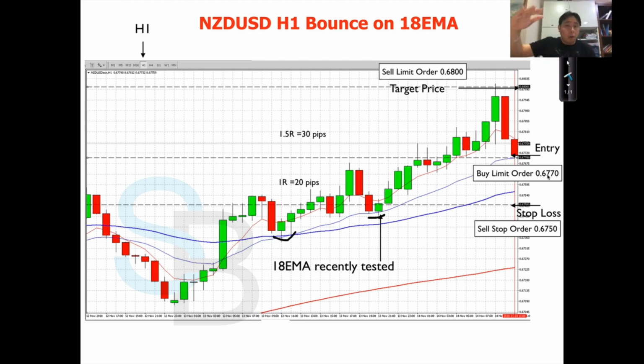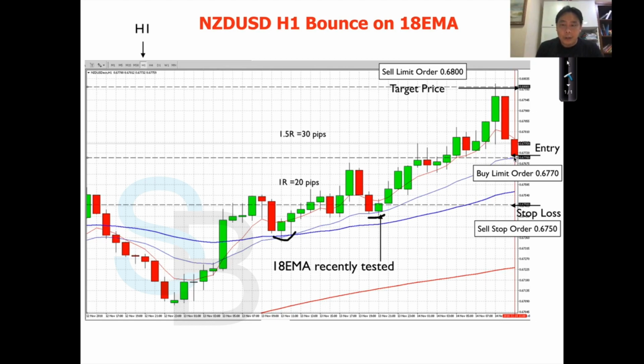Again, you can put a buy limit order, or if you're a bit more cautious, what you do is wait for the price to hit the 18 EMA and go down a bit below it. The candle doesn't have to close. Once it penetrates the 18 EMA, put a buy stop order at 6770. So it will be triggered if the price goes back up. That's another entry, right? Okay, so I'm going to buy it over here.